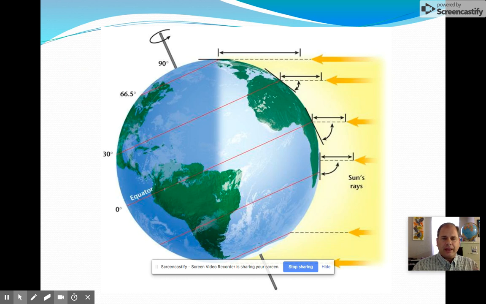Here's a really good diagram of the tilt of the Earth. You see the axis running through the Earth. It's not a real axis. It's not a real pole the Earth spins on. That's an imaginary axis. But the sunlight is real.